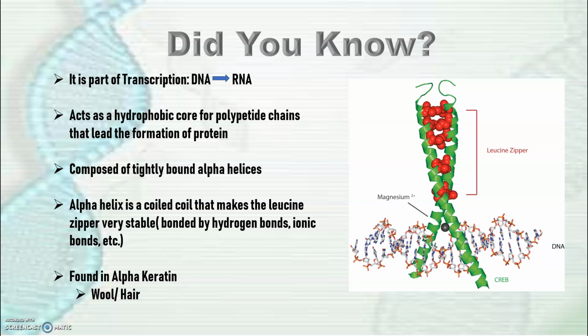An alpha helix is a coiled coil that makes the leucine zipper very stable. This is due to the hydrogen bonds, the ionic bonds, and other bonds. And this is found in alpha keratin, and examples of those would be wool and hair.